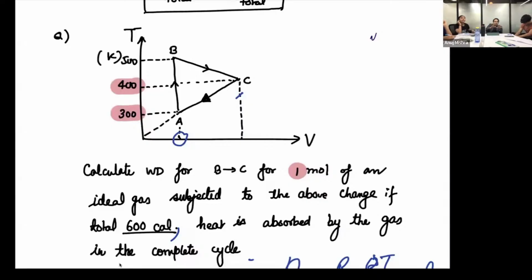Cycle's Q is given. हो गया ना solve? Delta U is Q plus W. Delta U is 0 for the cycle. Q for the cycle is known. W for the cycle is WAB plus WBC plus WCA. So 0 plus that number which is required, plus CA.